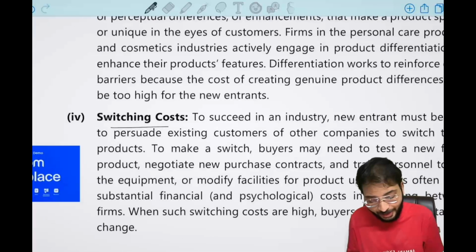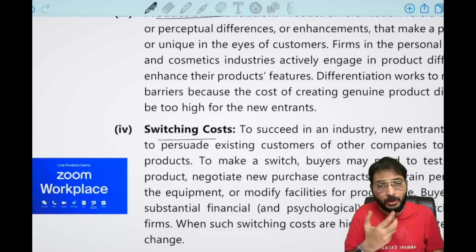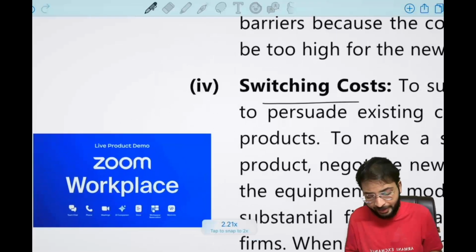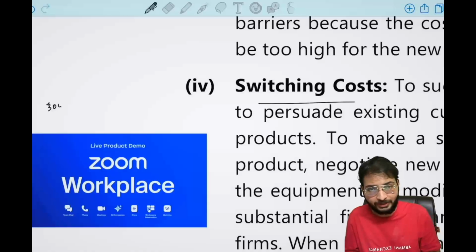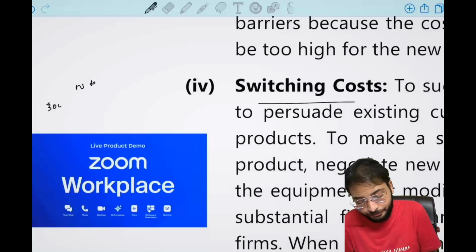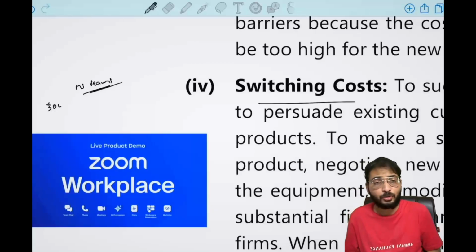Fourth one is called as switching cost. See, I used to work in a company called Accenture, where we have almost, say, 30 lakh employees. Now, all the 30 lakh employees need to communicate with each other, right? Just like you and me communicate on WhatsApp, we need to also communicate within the business. So, we use something called Microsoft Teams.